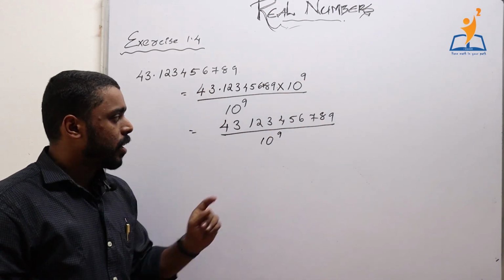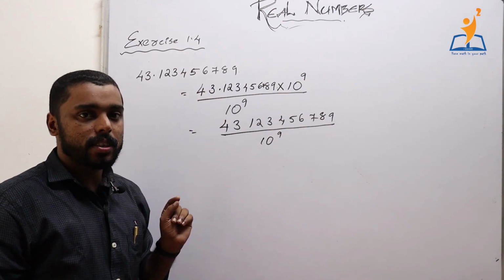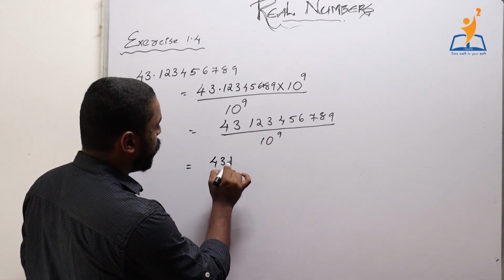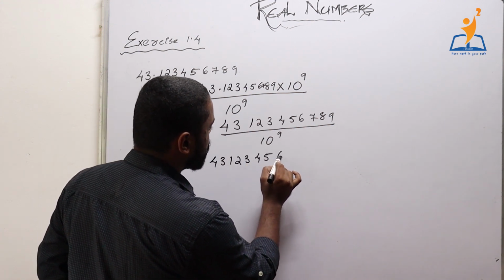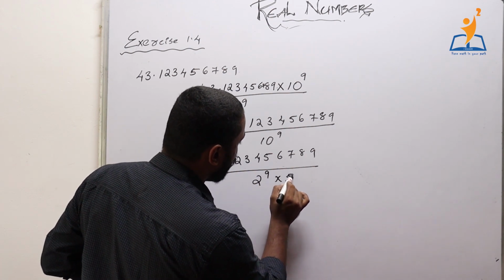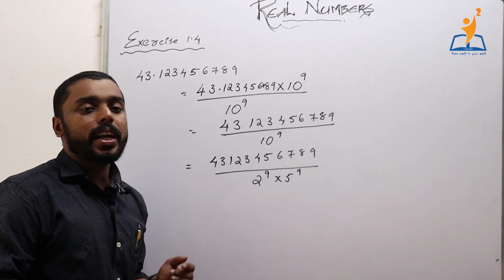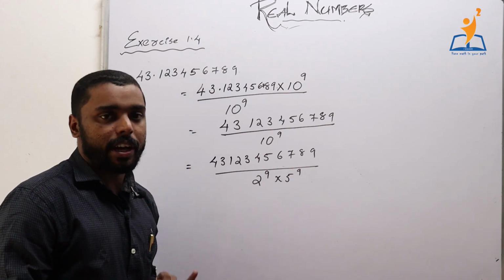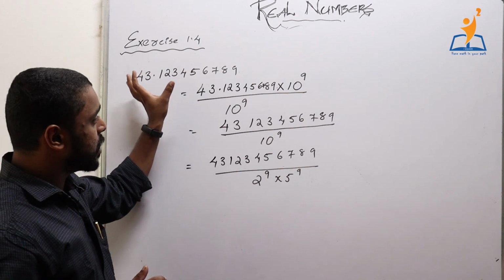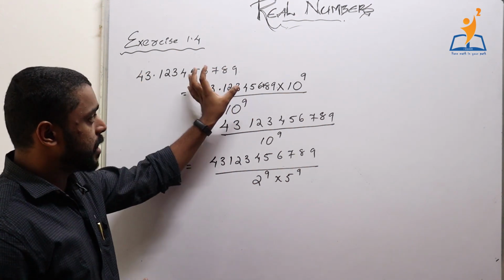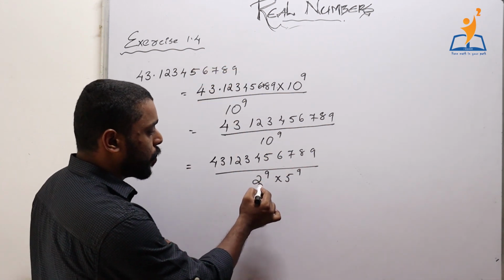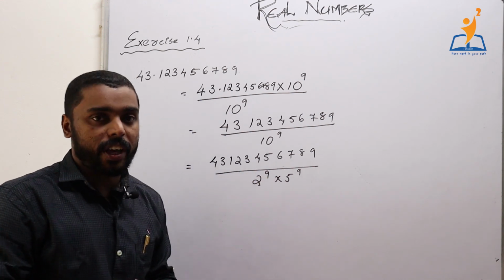Now the denominator has 10 raised to 9. 10 is nothing but 2 into 5. So it will be equal to 43, 1, 2, 3, 4, 5, 6, 7, 8, 9 divided by 2 raised to 9 into 5 raised to 9. See, the denominator is of the form 2 raised to m into 5 raised to n. Hence, this decimal expansion is terminating, and the denominator, when it is represented in the form of p by q, is of the form 2 raised to 9 into 5 raised to 9.